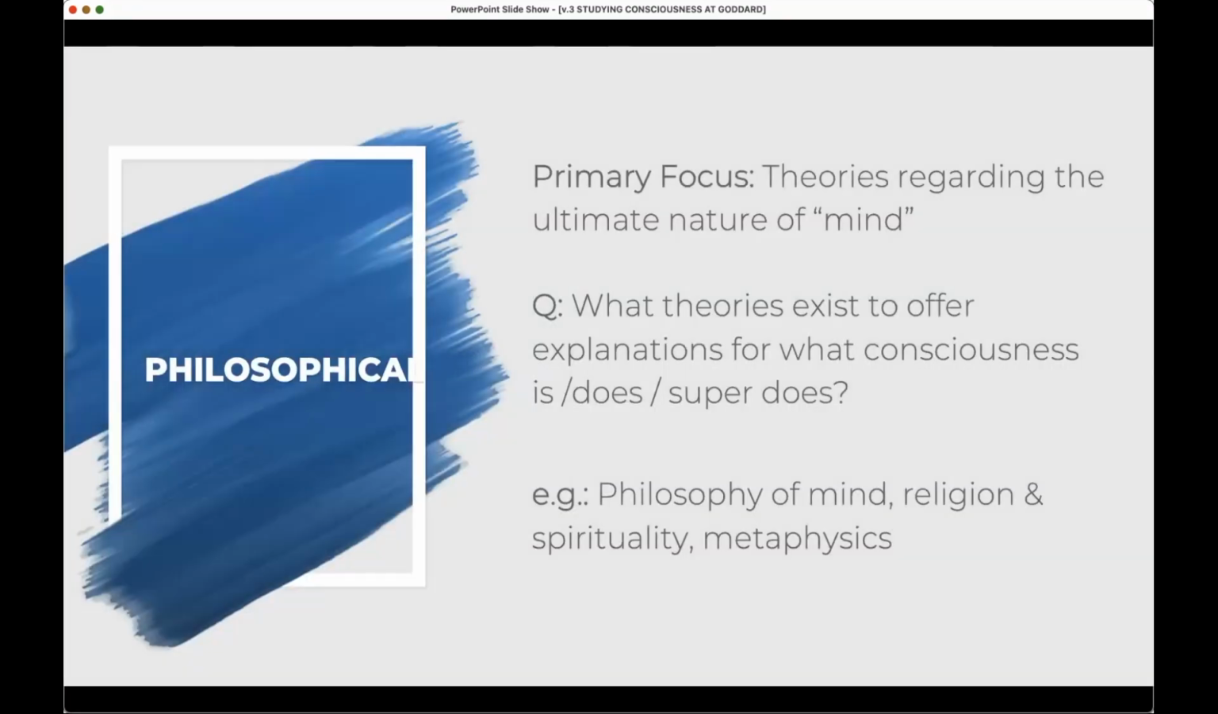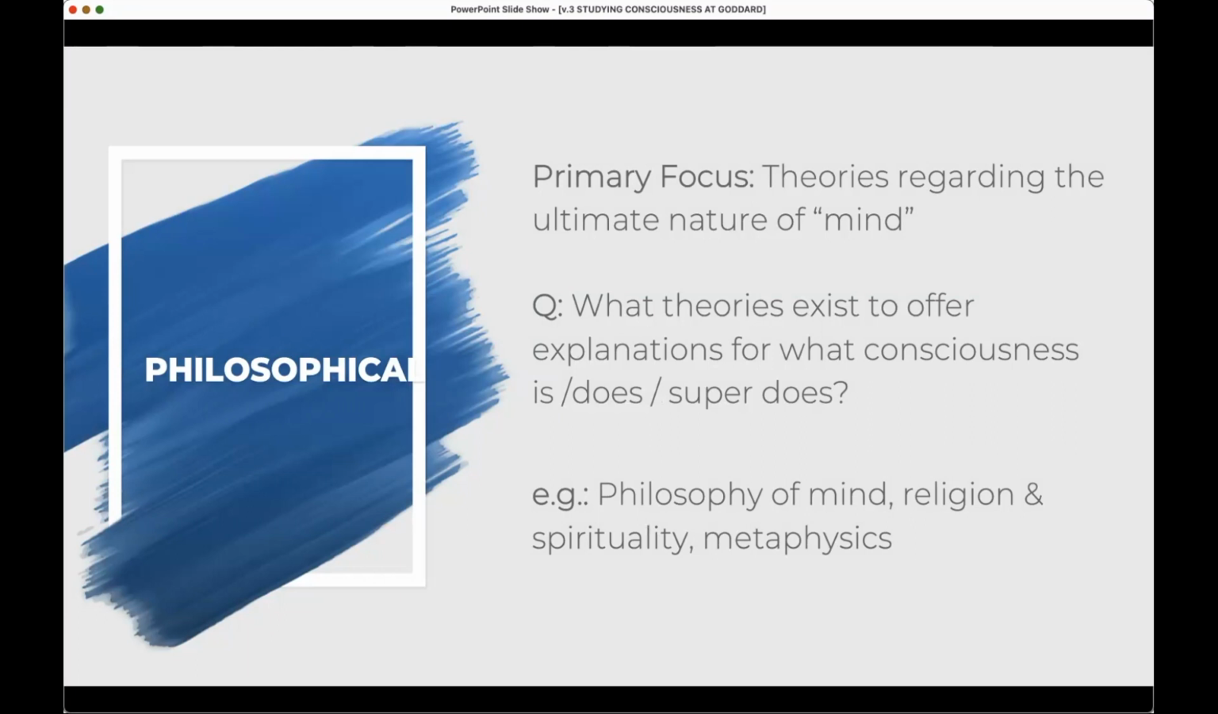Then we have the philosophical domain. And in contrast to the scientific domain, the philosophical study of consciousness tends to be based around logical arguments as opposed to verifiable, repeatable experiments. In a way, they tend to be framed as sort of thought experiments about what consciousness is, does, and super does. Fields falling within this category include philosophy of mind, religion and spirituality, metaphysics, etc.